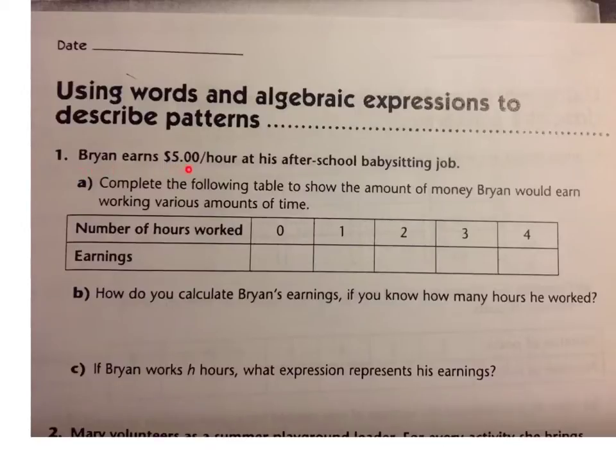Brian earns $5 per hour. Per is multiplication. At his after-school babysitting job. Complete the table to show the amount of money Brian would earn working varying amounts of time. So the number of hours worked, this is our variable. This changes.